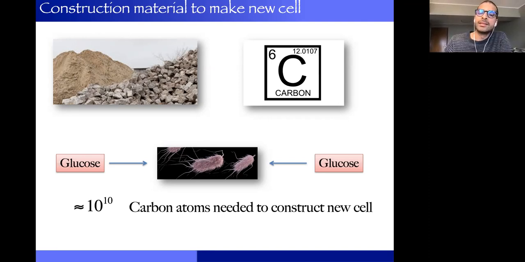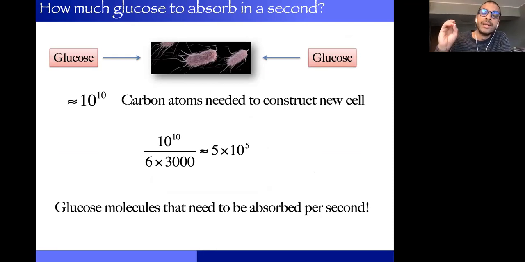Now let's do the math. So if you need 10 to the 10 carbon atoms to generate a new cell, and the cell cycle takes 3,000 seconds, a glucose molecule has 6 carbon atoms. Okay, basically you need to absorb 10 to the 5 glucose molecules per second, okay, in the cell division process. So that's quite efficient, right?